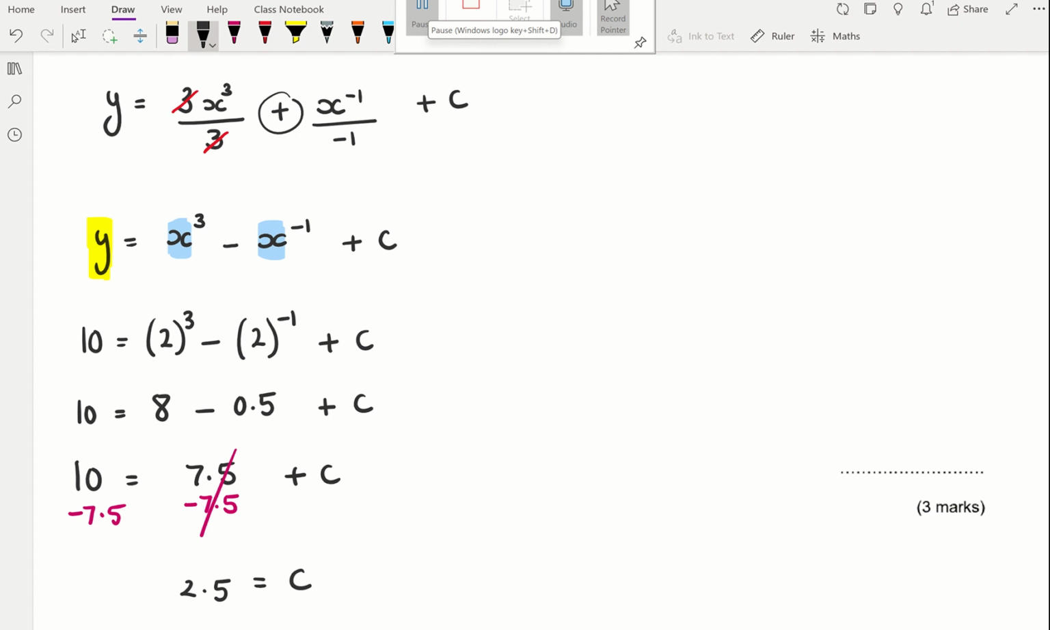So you found c, and the final step is to write the whole equation, and that is y equals x cubed minus x to the power of negative 1, and instead of plus c, I know what c is, so plus 2.5.